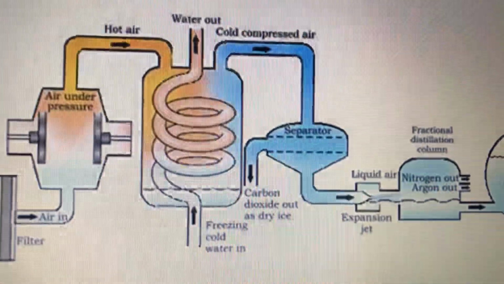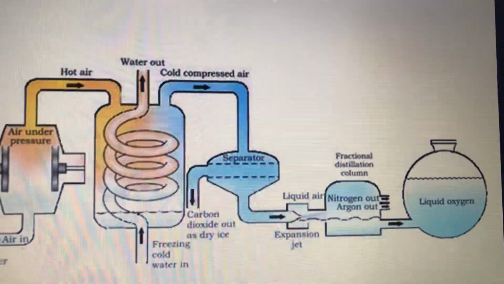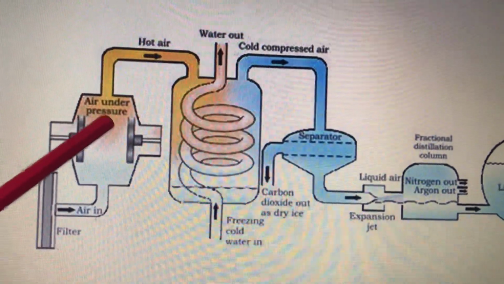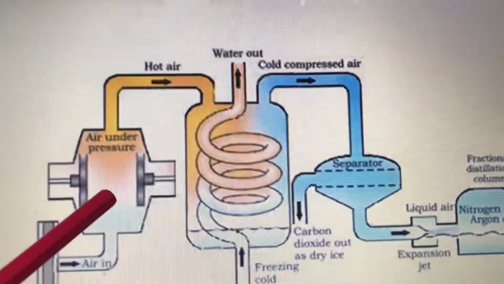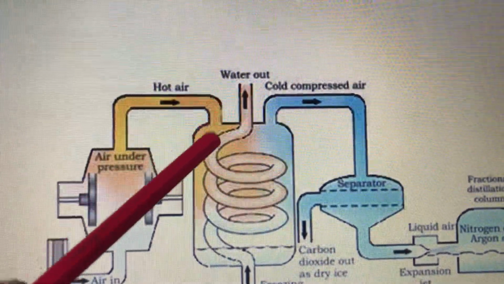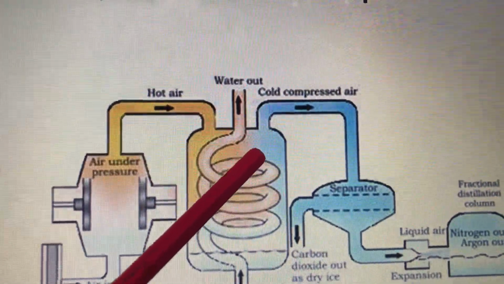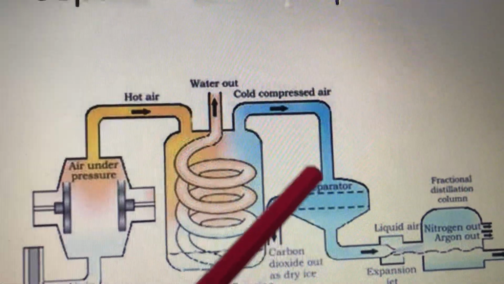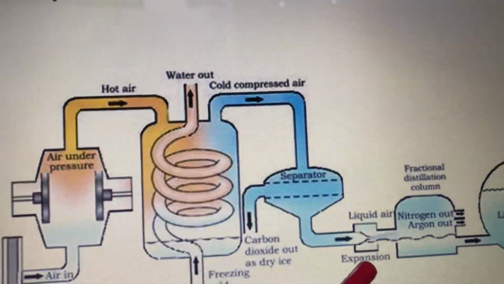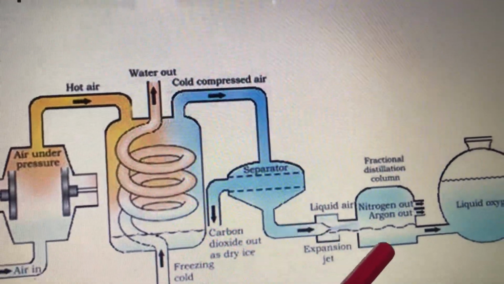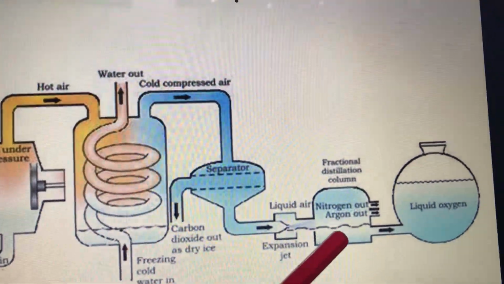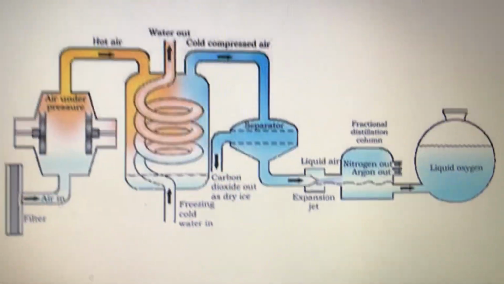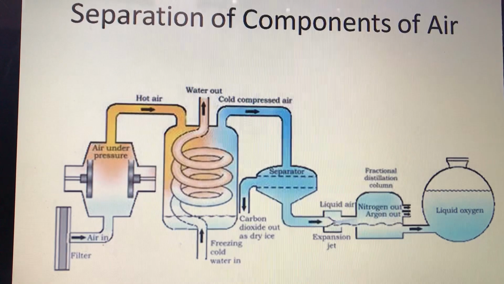So this is the process setup. From here the air comes in, air under pressure, meaning pressure is applied, then hot air comes from here, cold air compressed, then when it is compressed it gets liquefied. Then see here, different gases come out: nitrogen, argon, oxygen. In this way the different components get separated.